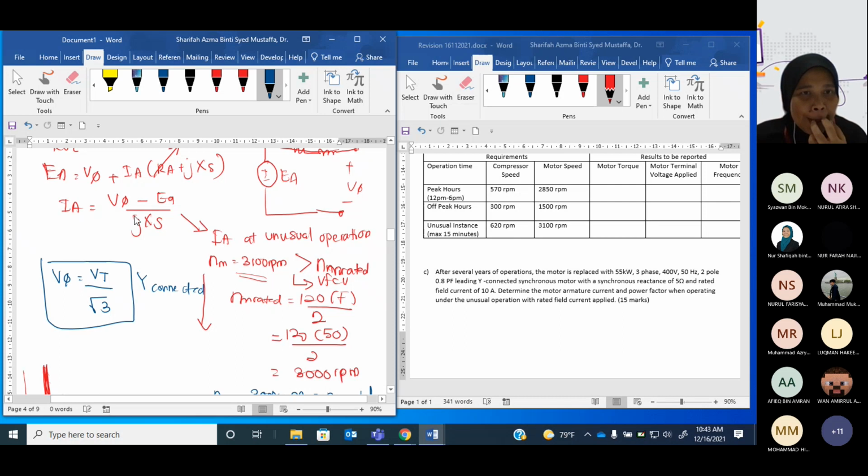Because we want to do calculation per phase, yeah, based on this equivalent diagram. Kalau delta connected, V phase equal to VT. Ini yang akan masukkan ke sini nanti, to calculate for your V phase. What about your XS? How to calculate your XS new? It will be new formula. So, kena cari K, XS.